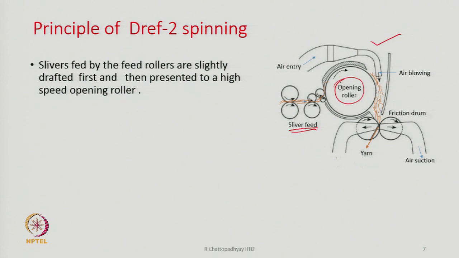Now, from the opening roller surface, the fibers have to be removed, and for that we have an air entry. Through this, air is blown, and that air is going to act on the surface of the opening roller and remove the fibers from the surface of the opening roller teeth.